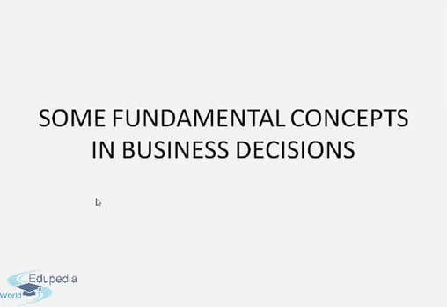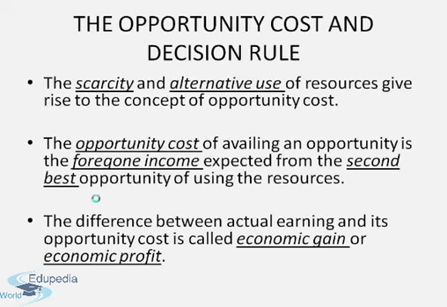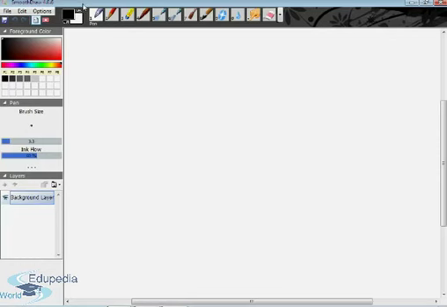Today in this part we'll be studying about some major economic concepts and their use in business decision making. Our first concept is the opportunity cost concept. As we all know, there is a scarcity of resources as well as alternative use of those scarce resources. So these two fundamental truths, that is a scarcity of resources and alternative use of resources, give rise to the concept of opportunity cost.